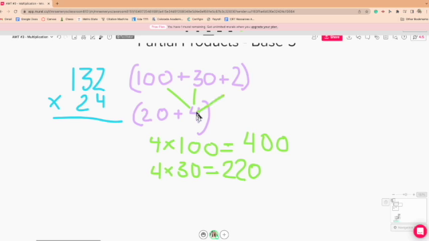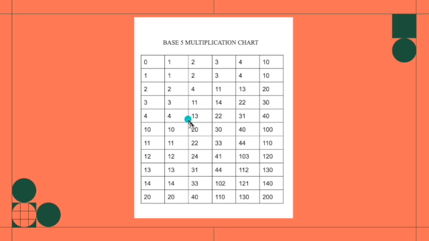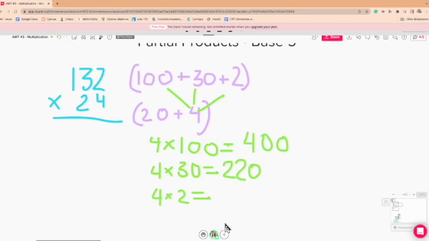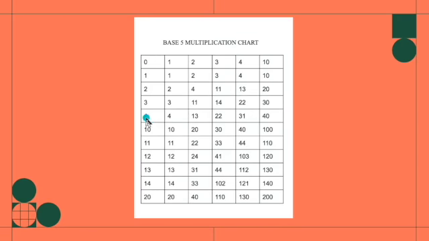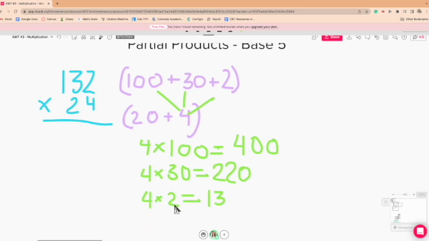All right, and then we need to do 4 times 2. And in base 5, I believe that's 110. Let me just make sure. 4 times 2, no, it's 13. Oh no, wait a minute. 4 times 2, yeah, 13. Still learning my facts.